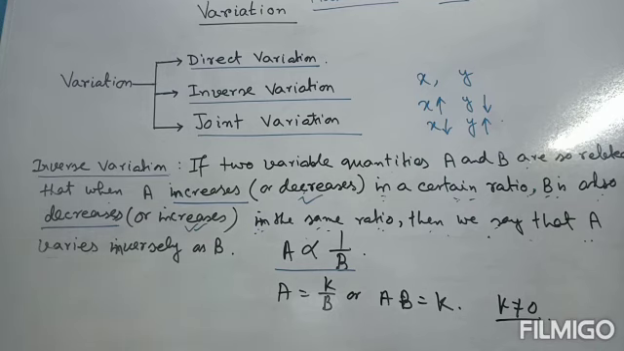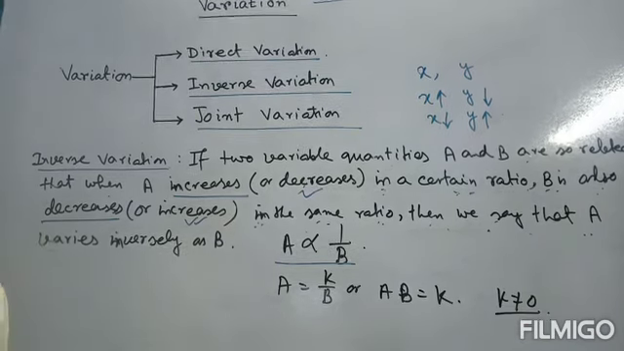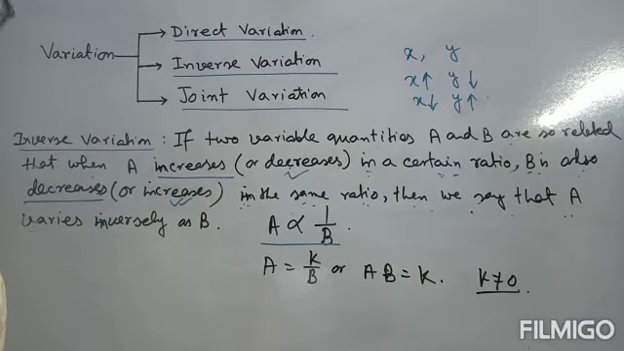For two variables x and y, or a and b in inverse variation, the product a times b must be constant. Then we conclude these two variables are in inverse proportion or inverse variation. Clear? So we go to the next.